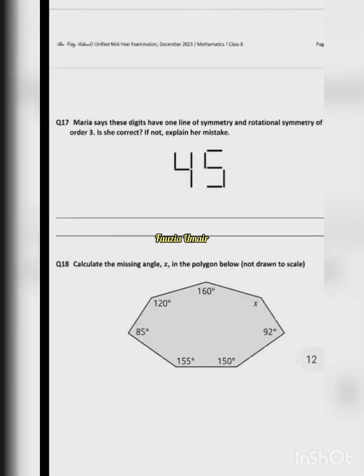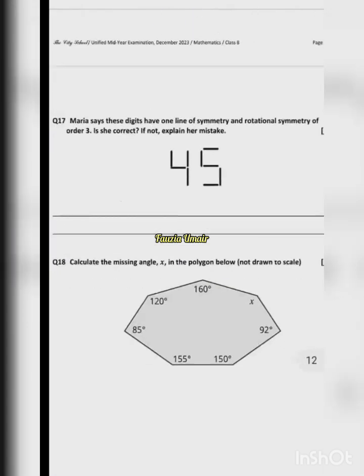So I want Mar to read the question. Mar, can you read the question? Question number 17. Quickly, please. Mar, are you there? Ma'am, Maria says these digits have one. Yes, ma'am. Please read.